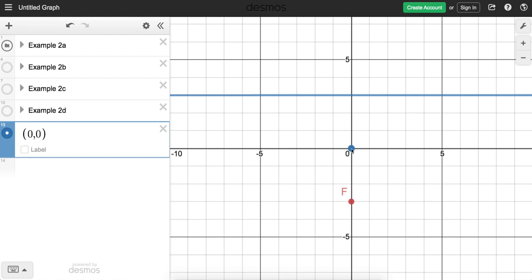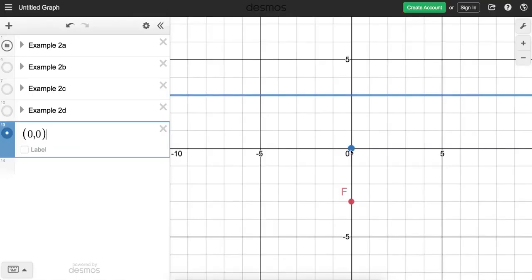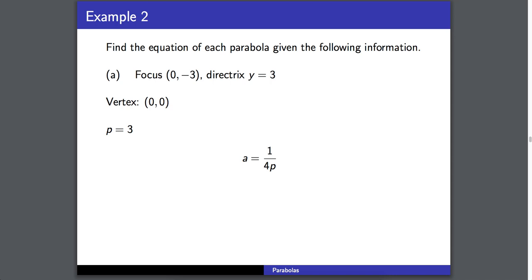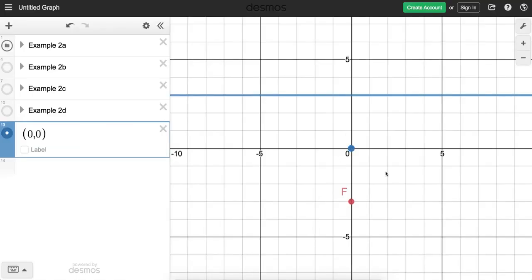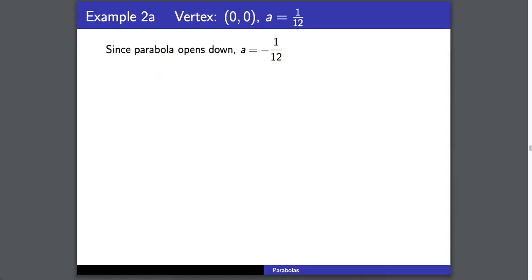So in this case, because our focus point is below our vertex, our parabola is going to open downward, which means when we write our equation, the value of a is going to be negative. Our value of p is 3 because our vertex is 3 units away from our focus point and our directrix line. So if we do a equals 1 over 4p, and we know the value of p is 3, a is 1/12. And again, because our parabola is opening downward, we want the value of a to be negative. If it was opening upwards, it would be positive. So a is negative 1/12.